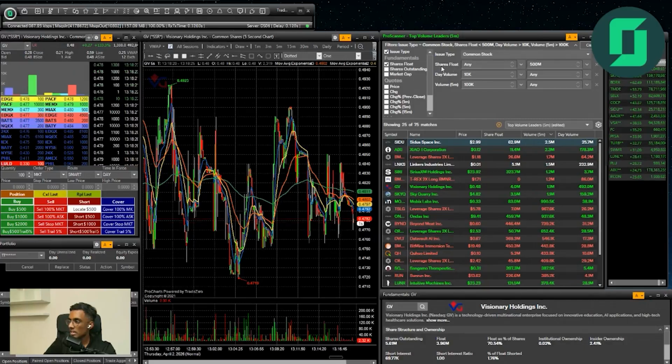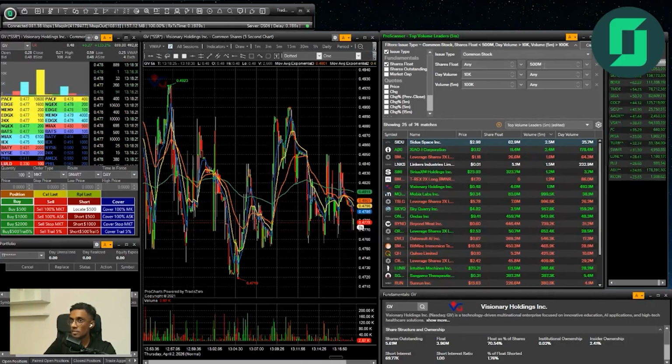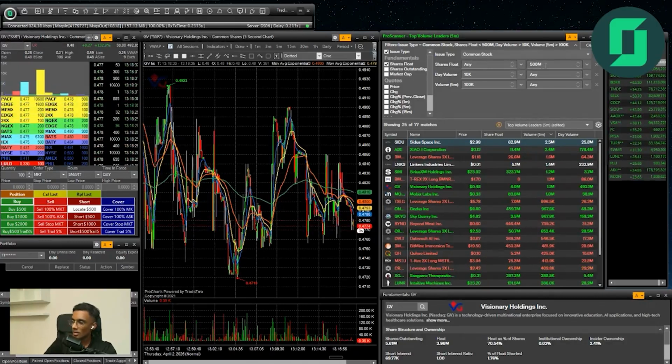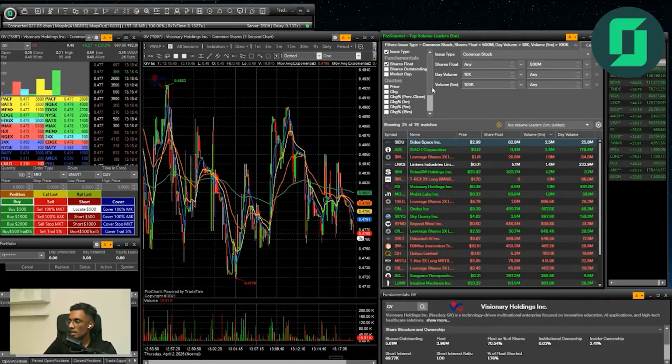You see the shares float is essentially stating that it must be a maximum of 500 million shares. Okay. Now, some of you will want to reduce this number down to about 100 million, just because anything above 100 million is difficult to move. But I like seeing up to 500 million shares on the float.